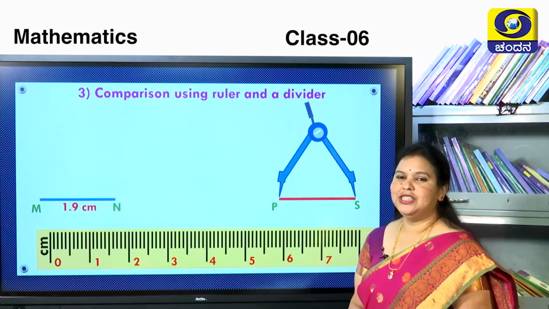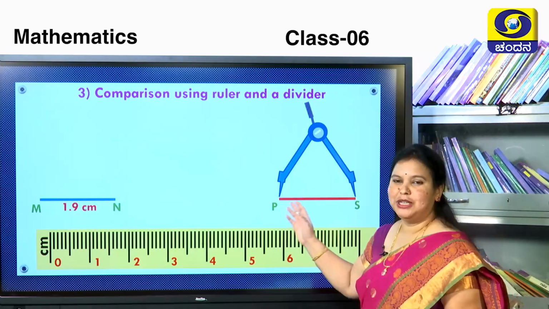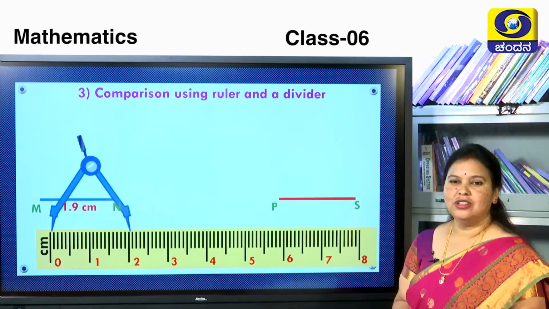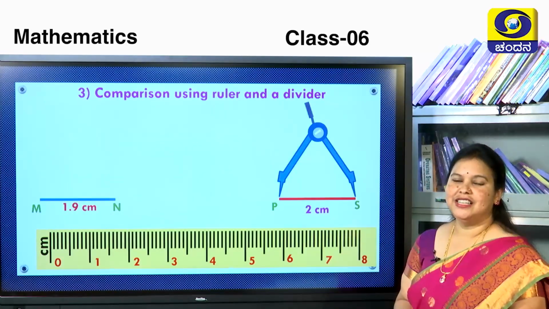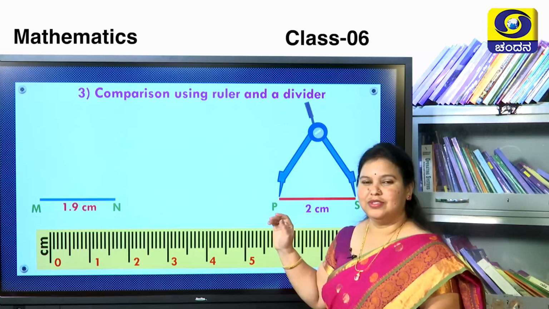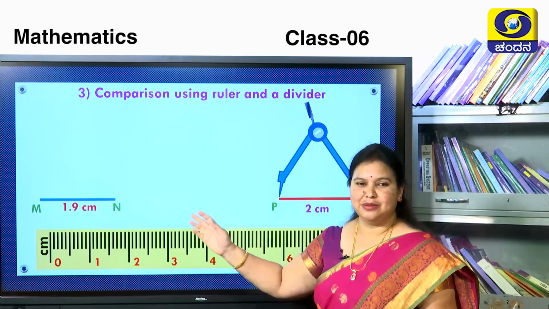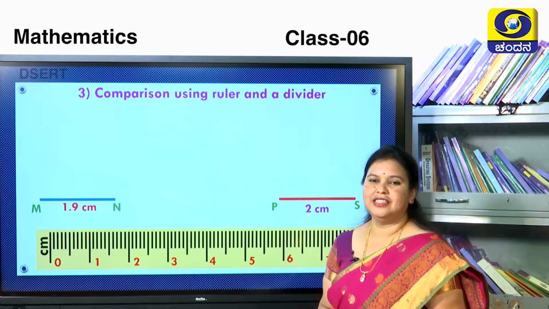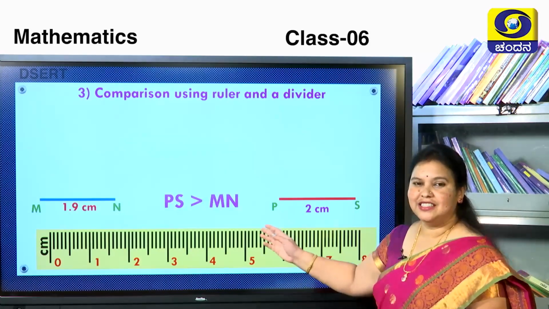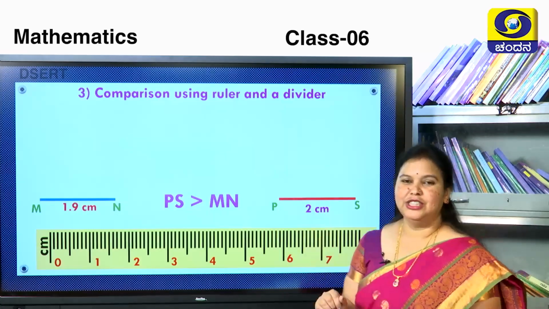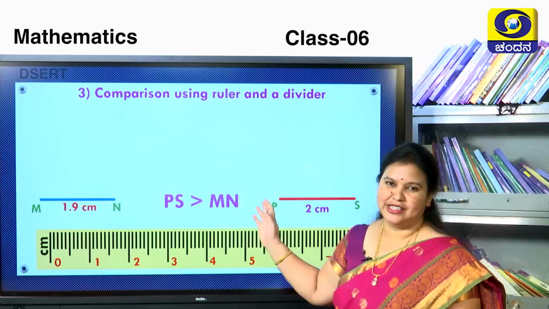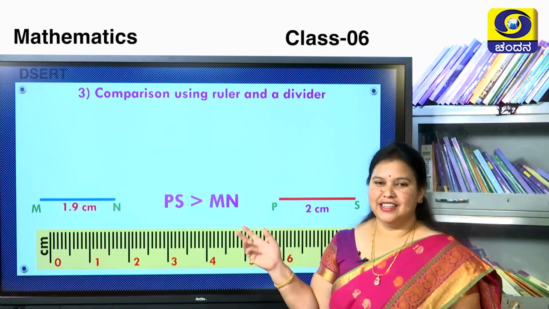In the same way, measure the line segment PS. So, the measurement of PS is 2 centimeter. Now, it is very clear which line segment is longer and which one is shorter. So, it is clear that PS is greater than MN. Did you understand, children? Like this you can compare any two line segments very clearly and easily.